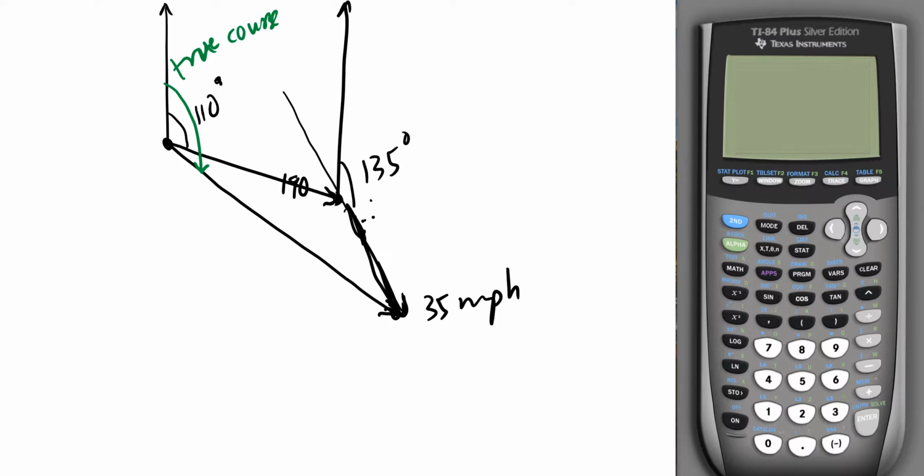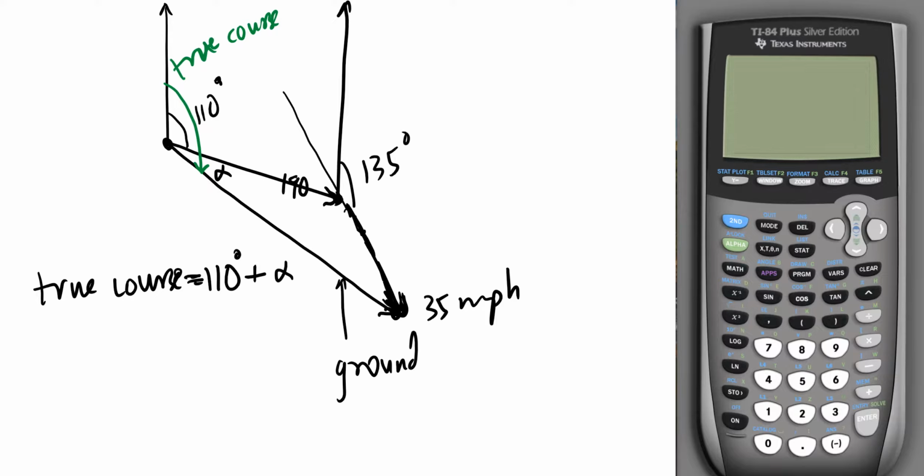So the true course in this case is 110 degrees plus angle alpha. Okay, so true course is 110 plus alpha. So if we can find alpha, then we find the true course. Now the other thing they said, the ground speed. This is the ground speed. So we need to find this ground speed.